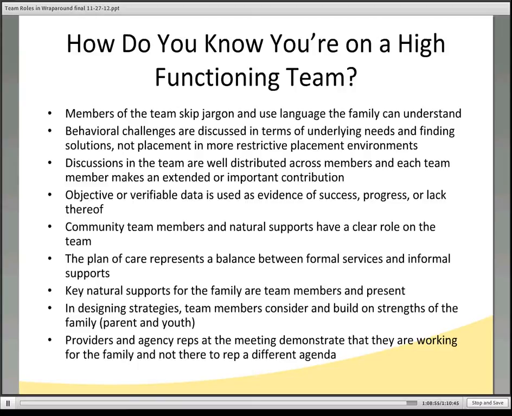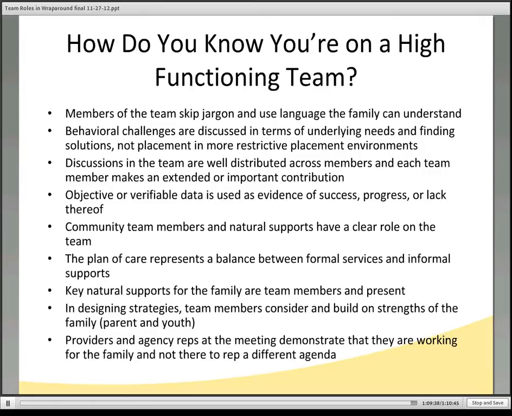And providers and agency representatives at the meeting demonstrate that they're working as part of the team and working for the family and not working from a different agenda. This is often very, very difficult when you first start working with what we call mandated team members, folks that really do have an agenda that they have to acknowledge and have to keep to. What we hope can happen is that agenda gets included as part of the wraparound plan of care, and that they won't need to have a separate agenda. We just hope we can be more creative around figuring out how to make it happen.